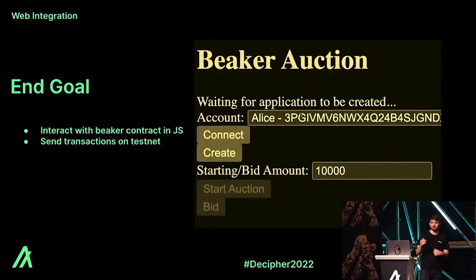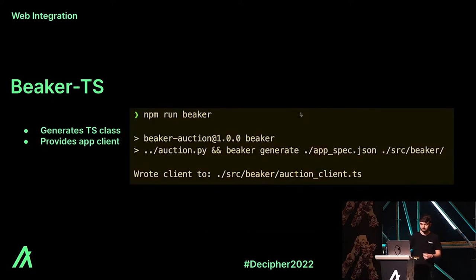So what's our end goal here? As you can tell, I am not a Web2 dev, so we have a very simple interface here where we basically have a couple of buttons to initiate the various functions that we've created in our Beaker contract. And we want to be able to do all these things on testnet. So I'm going to be going over a couple of key things, going over what it looks like, and then code, showing a little bit of that, and then going over a quick demo.